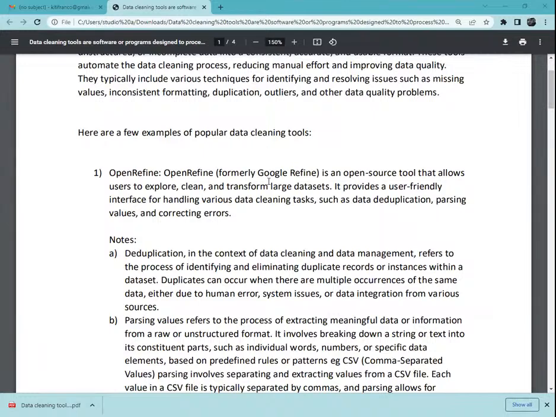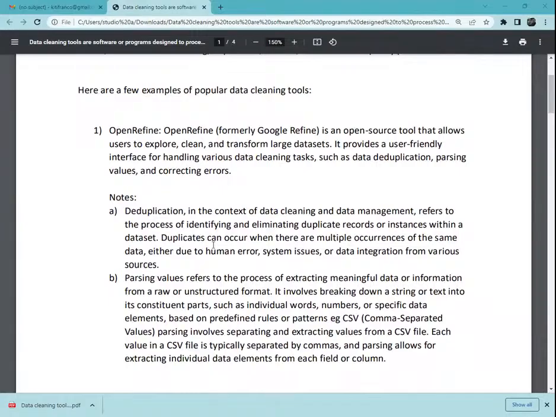those duplicates, is what we call deduplication. The opposite of duplication is deduplication. Then we have here the concept of parsing values and correcting errors. I'm explaining these terms down here, that deduplication in the context of data cleaning and data management refers to the process of identifying and eliminating duplicate records or instances within a data set. Duplicates can occur when there are multiple occurrences of the same data, either due to human error, system issues, or data integration from various sources.